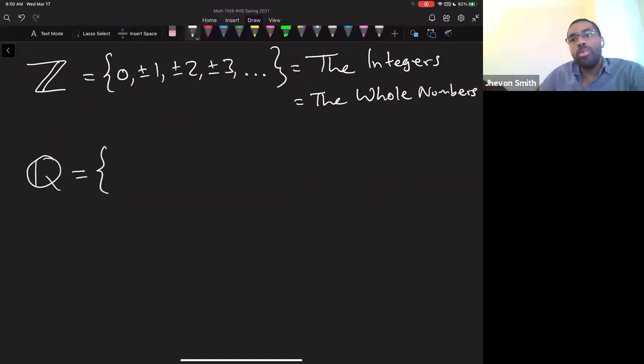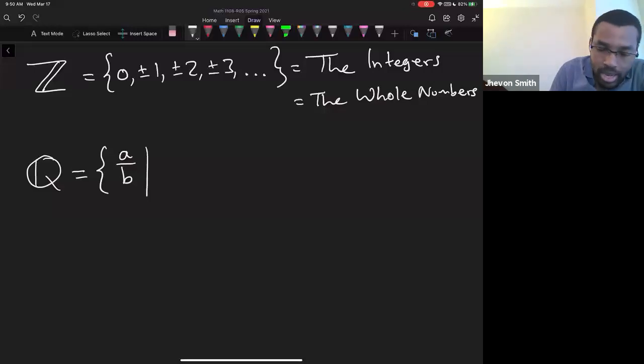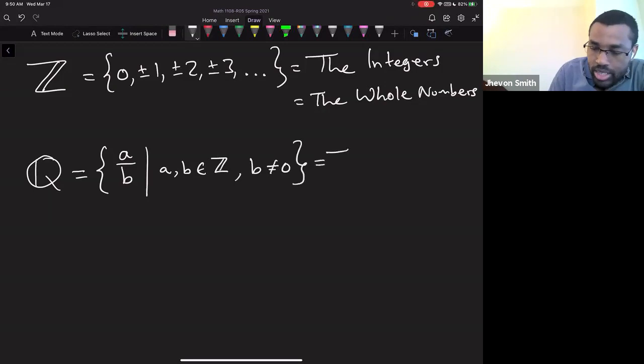Another one is Q. Q here stands for quotient. Quotient means division. So this is a set of things that we get by dividing. Dividing what things? It's hard to list out every element here in some reasonable way for you to get a pattern, so we usually define this by a condition. It's everything that looks like A divided by B, where A and B are integers and B is not 0. This is the rational numbers.